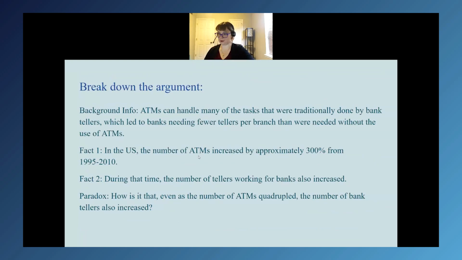Let's explain it. So, it tells you what an ATM is, so we're all on the same page. And then it says in the US, the number of ATMs quadrupled. It increased by 300% from 1995 to 2010. Yet at that same time, the number of tellers working for banks also increased. How is it that even though ATMs are doing all these things that tellers do, and they allow bank branches to operate with fewer tellers, the number of bank tellers also increased while the number of ATMs quadrupled?